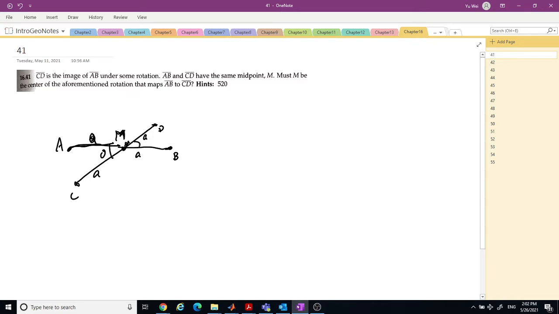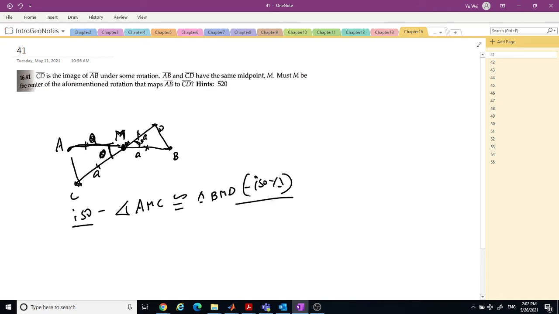The rotation center means that around M, A can rotate into C and B can rotate into D. So in this case, we need to prove that this one equals this one with the angle of theta, and this one equals this one with the angle of theta, right? That's why we can prove AMC is congruent to BMD, and they are all isosceles triangles. So of course, M is the rotation center.